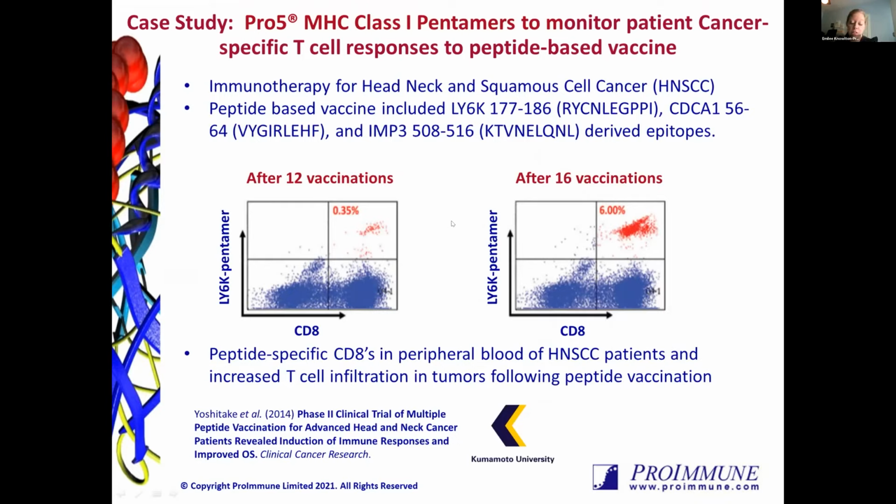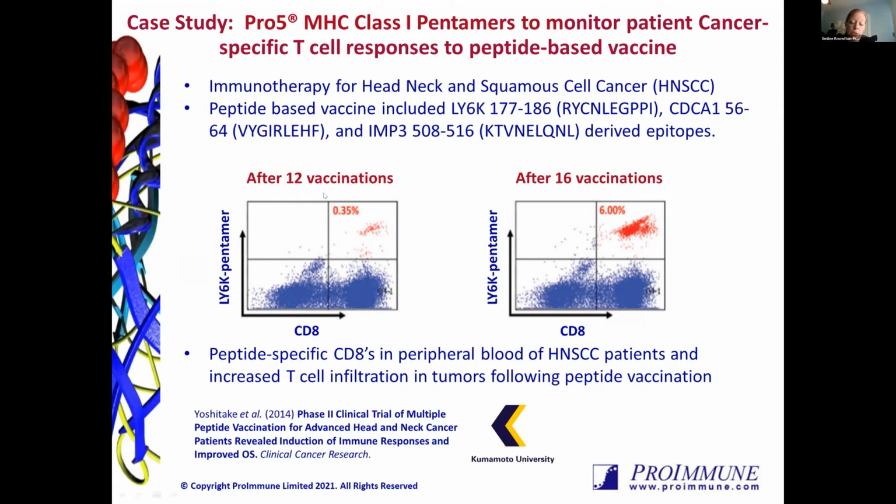So the next case study comes from the Wakayama Medical University in Japan, where they used the pentamers to monitor the patient's cancer-specific CD8 T cells in a phase 1 trial in response to a peptide-based vaccine. So these patients had advanced or metastatic esophageal carcinoma or squamous cell carcinoma, and they received this peptide vaccination over a 5-week cycle, and it contained epitopes from the novel cancer testis antigens, and this was LY6K and TTK.